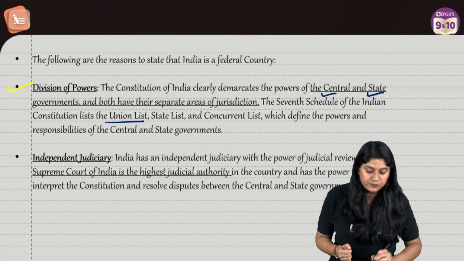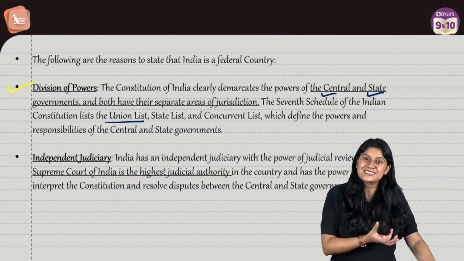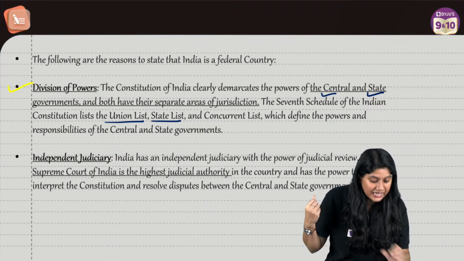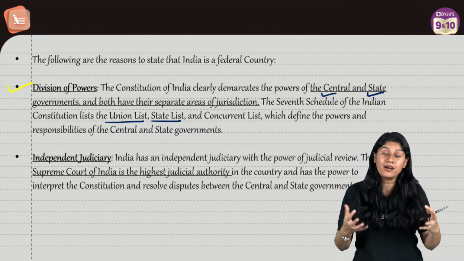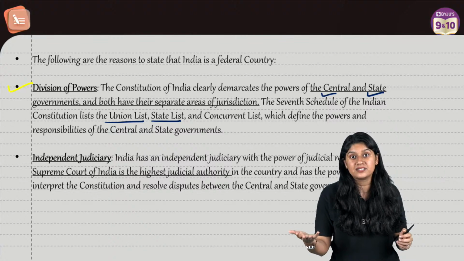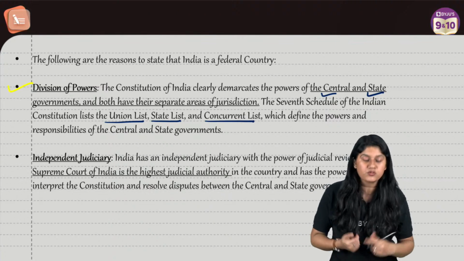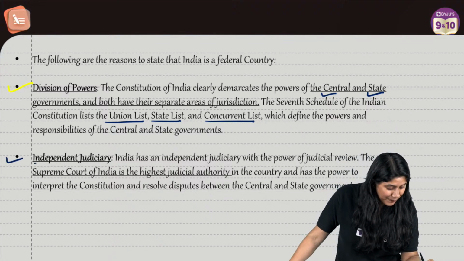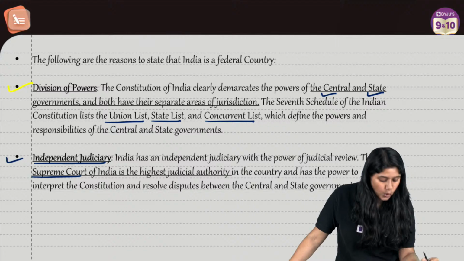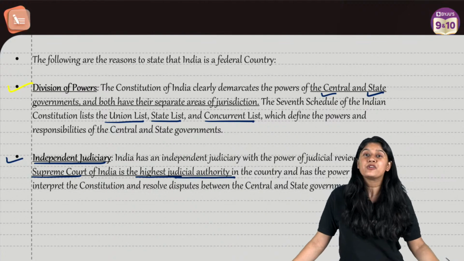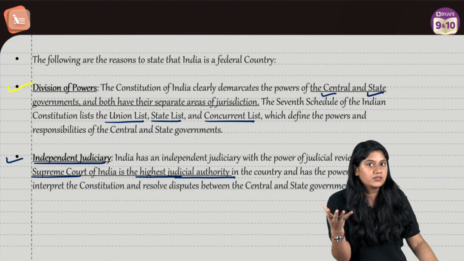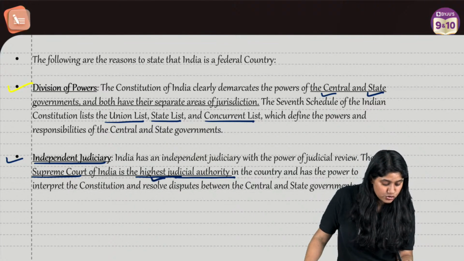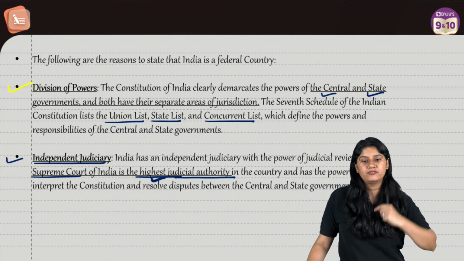We have the union list, which tells the areas that come under the central government, where they have the right to make laws and policies. Then we have the state list, which has the areas where the state takes decisions. And we have the concurrent list, a mix of both the central and state governments. Then we have an independent judiciary. We have the Supreme Court, the highest judiciary authority, and we have studied in previous classes that even the government cannot challenge the Supreme Court.